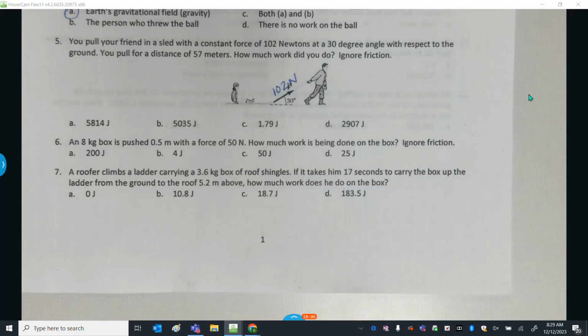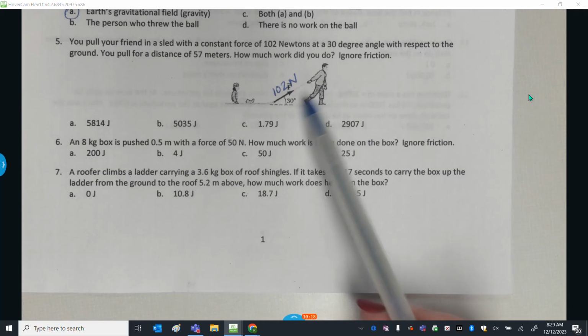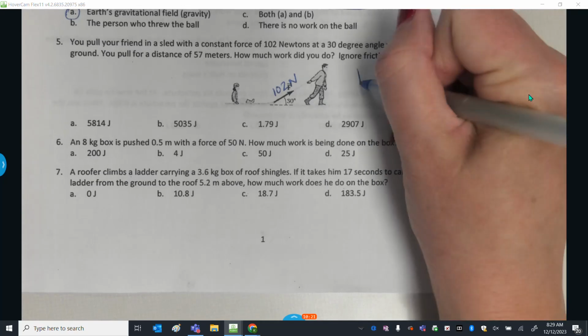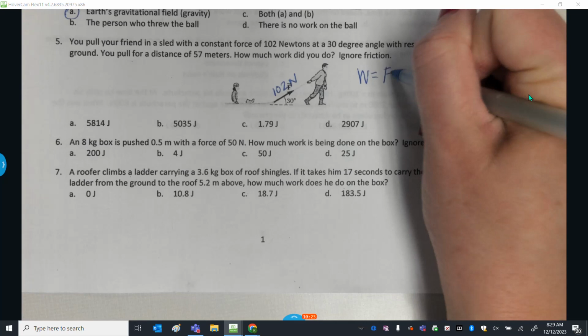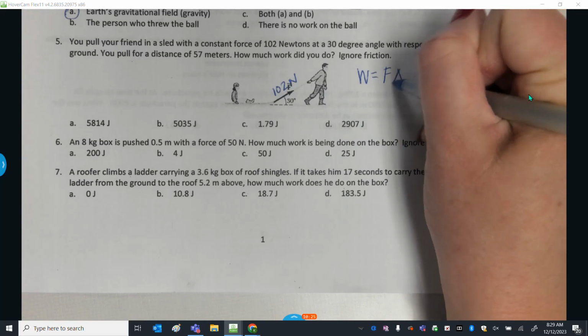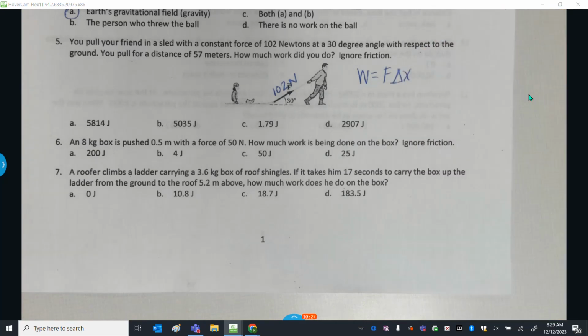102 newtons at a 30-degree angle with respect to the ground. You pull for a distance of 57 meters. How much work did you do? Ignore friction. So, whenever you look at this, the work, again, is force times displacement. Okay, but when you use this equation, you can only do this if the force is in the same direction or parallel to the displacement.